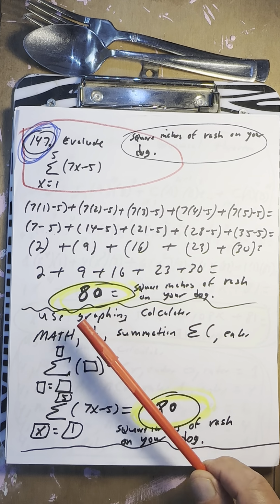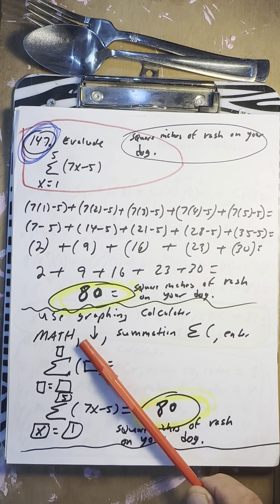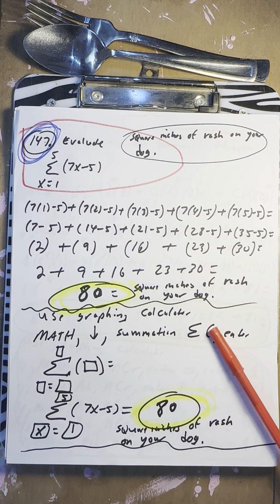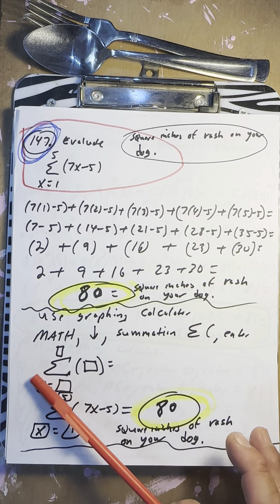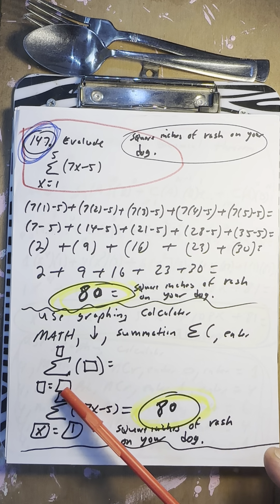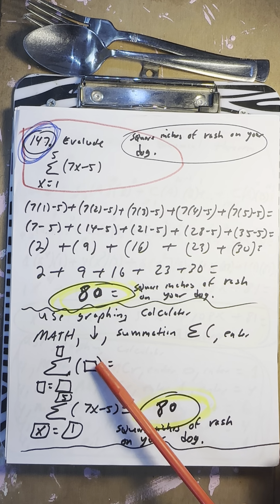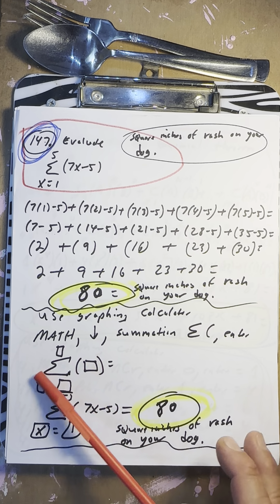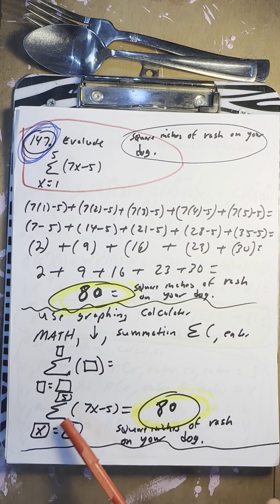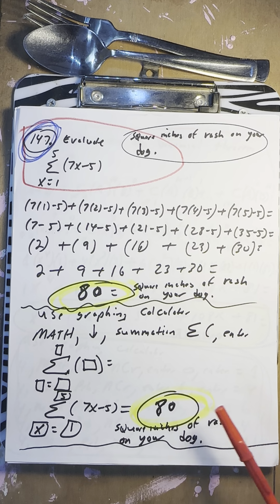Or use your graphing calculator. Put math, down arrow, summation. This right here, enter. You can have boxes. Fill the boxes with what you need. You need an X and a 1. You need a 5 there. And then here you need a 7x minus 5. Put that in your calculator just like this. And when you hit enter, guess what? It's going to give you the answer. So 80.